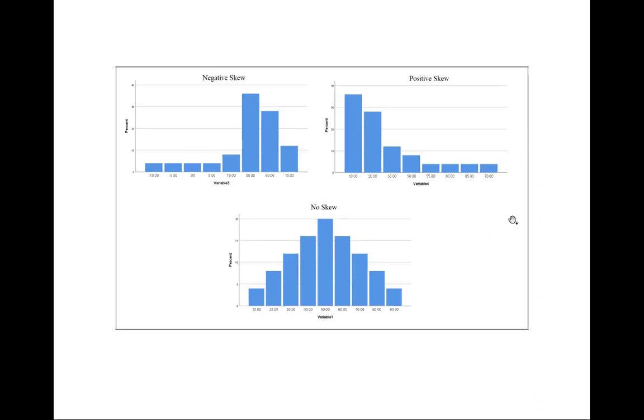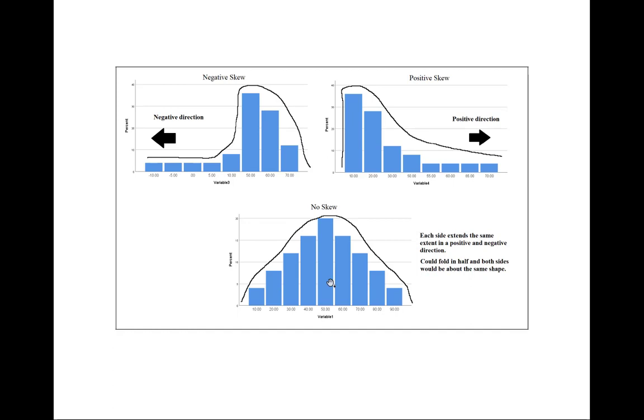This is an example of a bar graph with no skew. The left and the right sides of the graph extend about the same amount from the center. You could fold this distribution in half, and the left and right sides would be about the same.